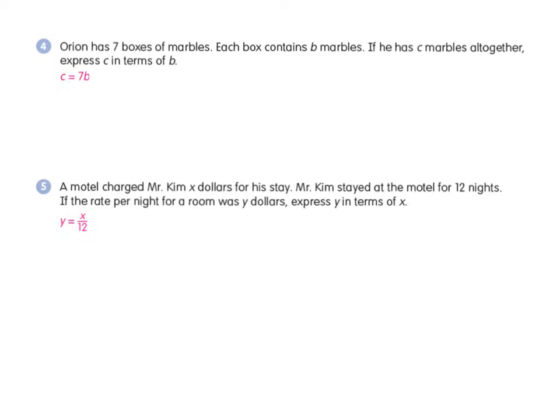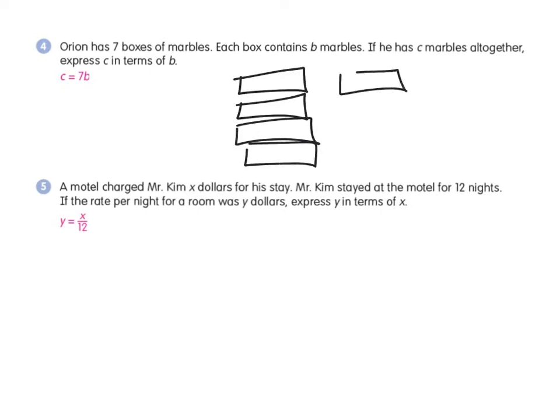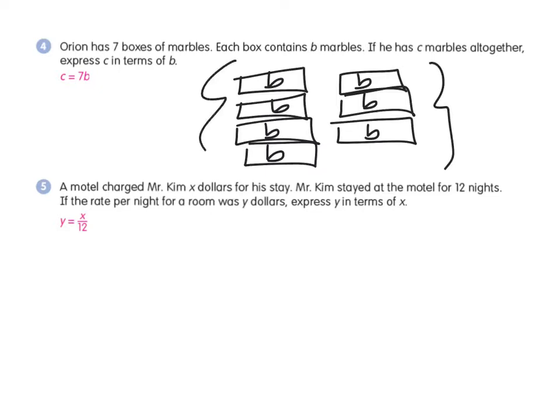So the first one, Orion has 7 boxes of marbles. So let's draw here the 7 boxes of marbles. 1, 2, 3, 4, 5, 6, and 7. Each box contains B marbles. So how many marbles does he have in all the boxes? B, B, B, B, B. He has a total of 7 B marbles. In all the boxes together, there are 7 Bs.